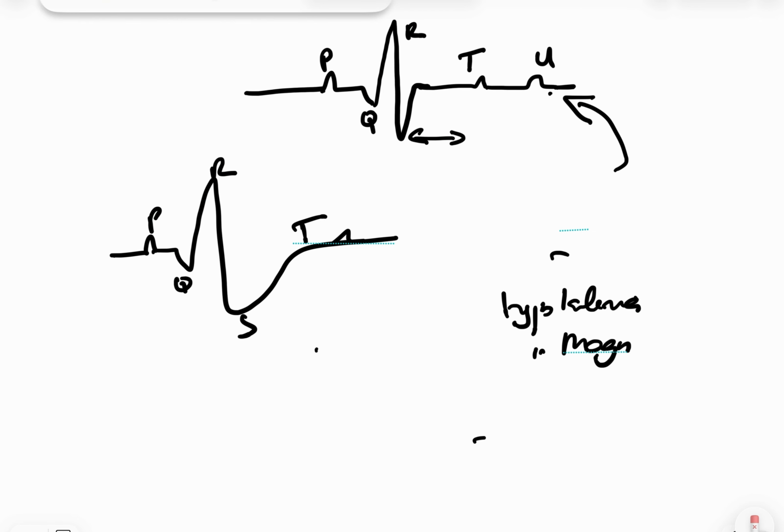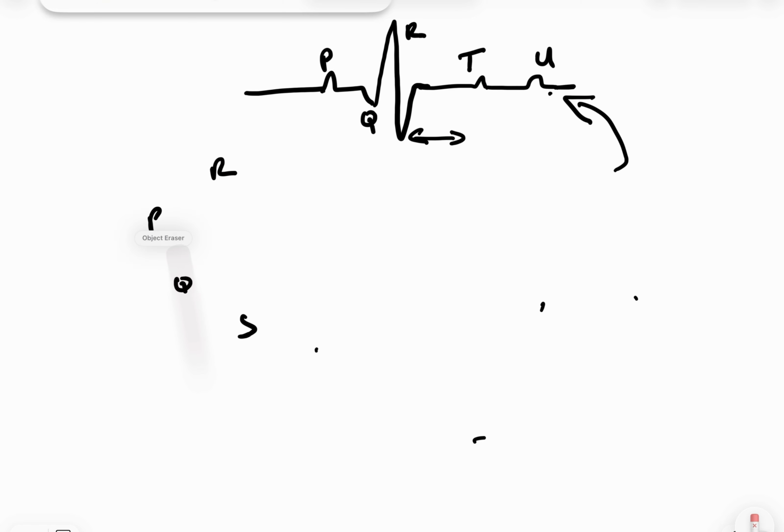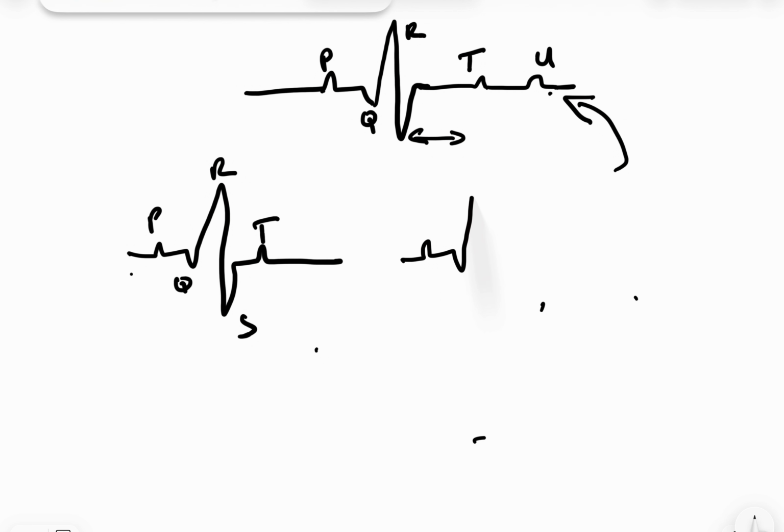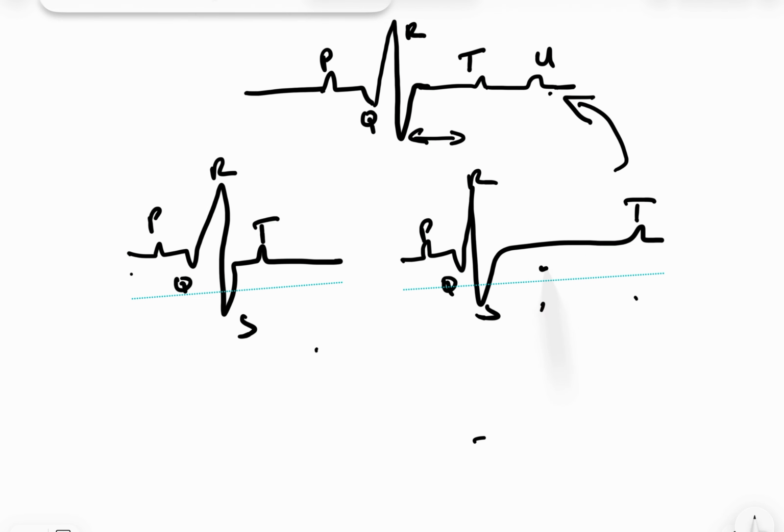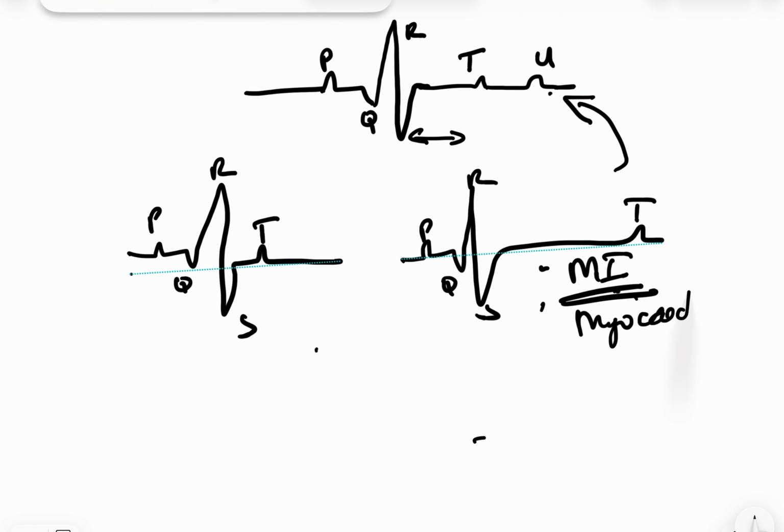Then we studied about short QT interval. That means in the QRST, the T comes very, very close to the QRS complex. That is hypercalcemia or hyperkalemia. Then we studied about prolonged QT. This is happening in hypokalemia, hypomagnesemia, also myocardial infarction. Very, very important: myocardial infarction, myocarditis. In all these conditions the patient will have a prolonged QT interval.